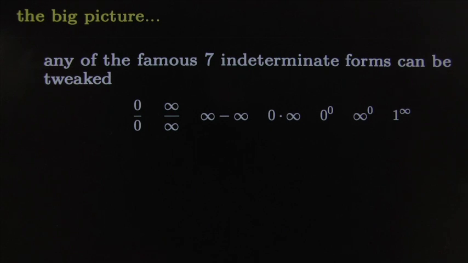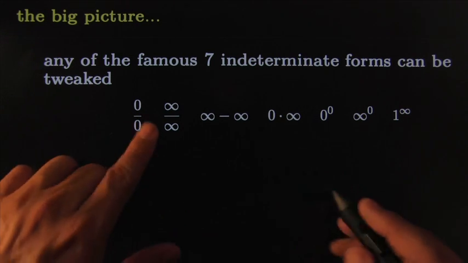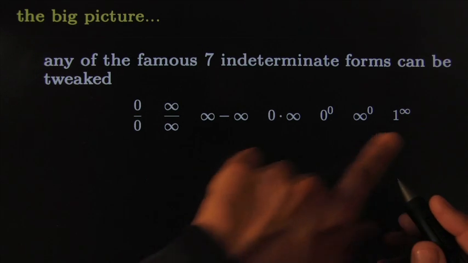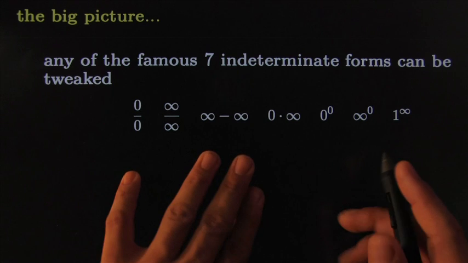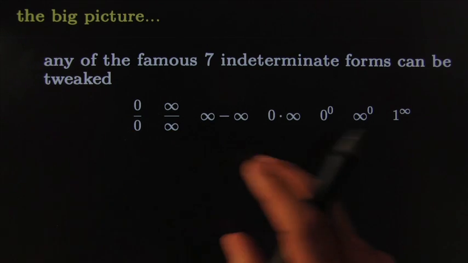Alright, so let's do a couple more examples. We'll do a few more basic ones, and then we'll turn it up a notch or two and see how any one of these other indeterminate forms can be tweaked. I'll show you the art of tweaking to get it into one of the L'Hopital forms. Okay?